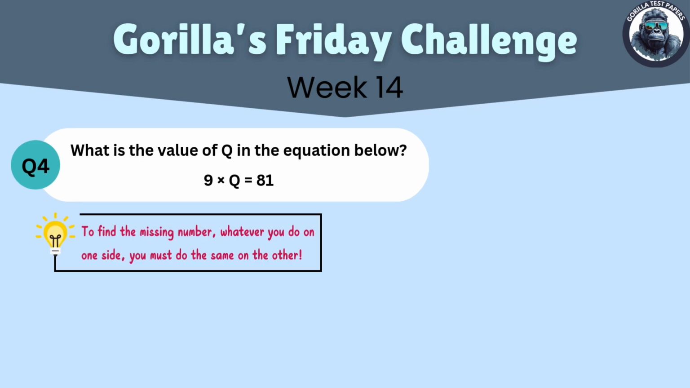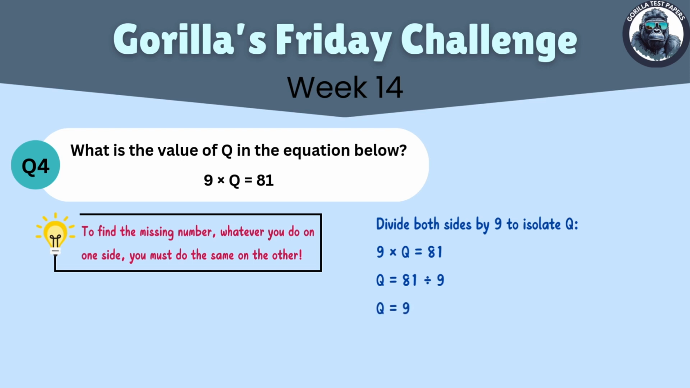For this one, we also want to isolate the letter, which in this case is q. And so for the first way to do this, we have to divide both sides by 9. This is because q is being multiplied by 9 on the left side of the equal sign. And so to undo that, we have to do the opposite, which is divide by 9 on both sides. So originally we have 9 multiplied by q equals 81, and after dividing both sides by 9, we have q equals 81 divided by 9, which gives us q equals 9.